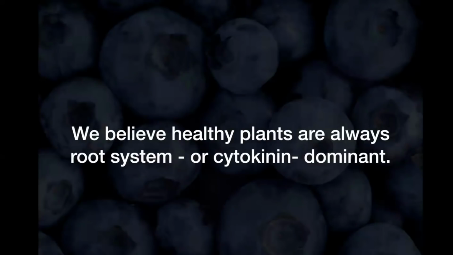The second very important piece is we believe that healthy plants are always root system dominant, or stated another way, they're always cytokinin dominant. They always have more cytokinins than they have auxins. And I want to unwrap a bit what this means and how we are observing this and what it is that we're looking for in the field.